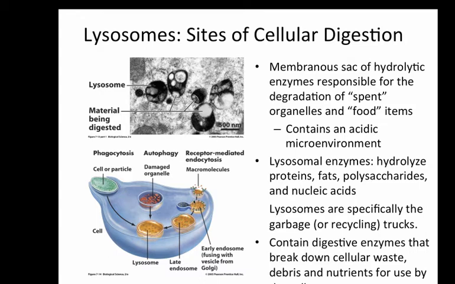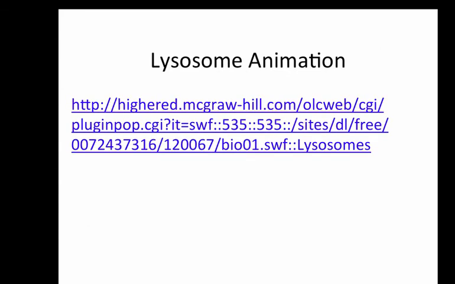Now, there's another process that you should become very familiar with, and it's called receptor-mediated endocytosis. Now, this takes place with certain macromolecules, okay? And what you see here is an endosome, and it's fusing with a vesicle from the Golgi. Okay? Now we have a late endosome, and that late endosome then becomes a lysosome. Okay? So receptor-mediated endocytosis. Let's now look at the lysosome animation.